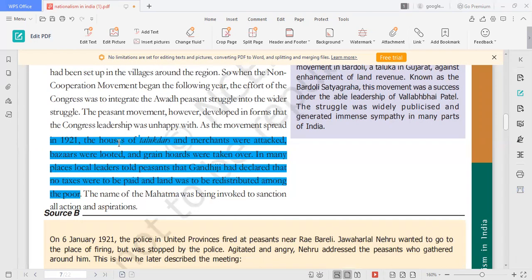Angry peasants started attacking the houses of talukdars and merchants. Bazaars were looted. Grain hoards were taken over. In many places, local leaders told them that Gandhiji had come, Gandhiraj would come. Hereafter, we need not pay the taxes. We will be given the land in our own land itself. Such rumors had been spread. This movement turned into violence, which was against the non-violent satyagraha.